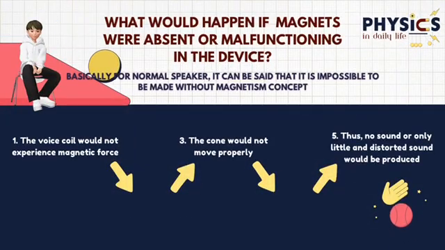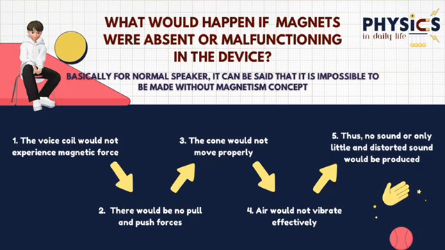Next, let's discuss what would happen if magnets were absent or malfunctioning in the device. For a normal speaker, it is impossible to function properly without a magnet, because the movement of the cone really depends on the electromagnetism concept. Without a magnet, the voice coil would not experience magnetic force. Then, there would be no pull and push forces. The cone will not move properly, and the air will not be vibrated effectively. Thus, no sound or only little and distorted sound will be produced. So, it can be said that it is impossible to make a normal speaker without the magnetism concept.